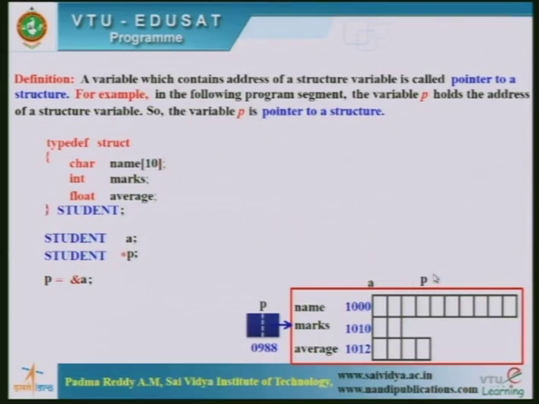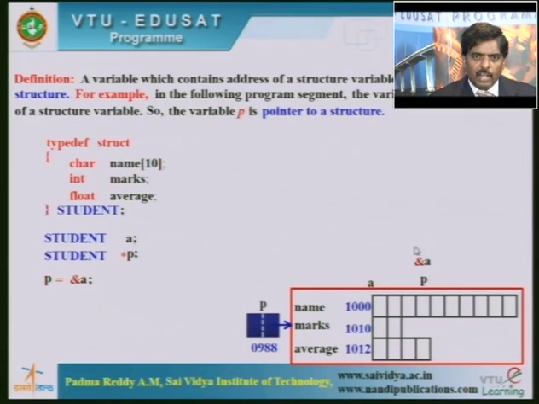Now tell me what the variable p contains. The variable p contains the address of a. Now I don't want the address of a, I want a only. In that case, here I write star. I repeat, if I write p, what does p mean?